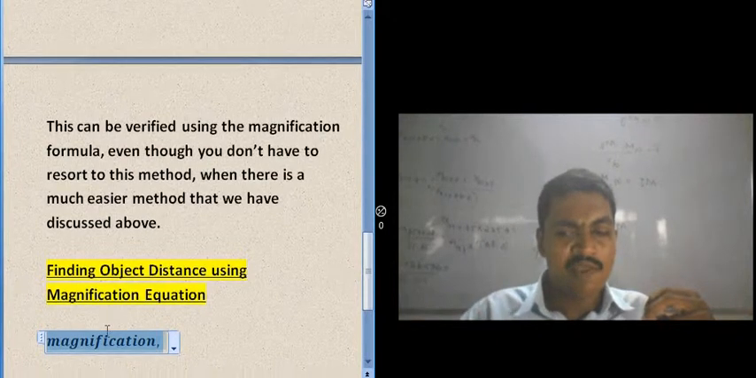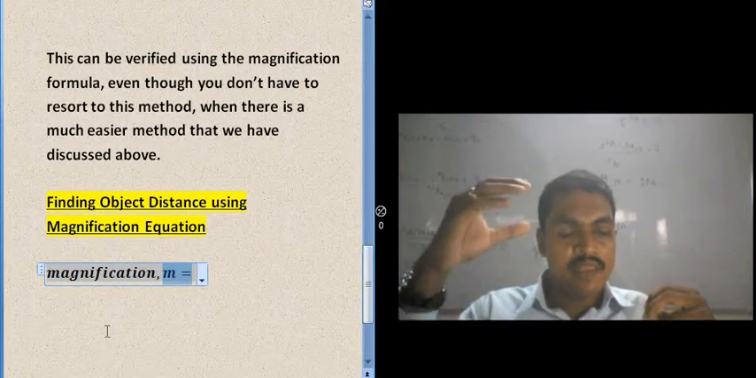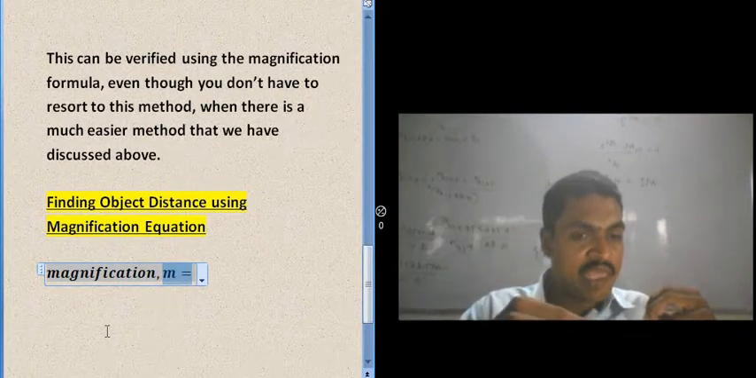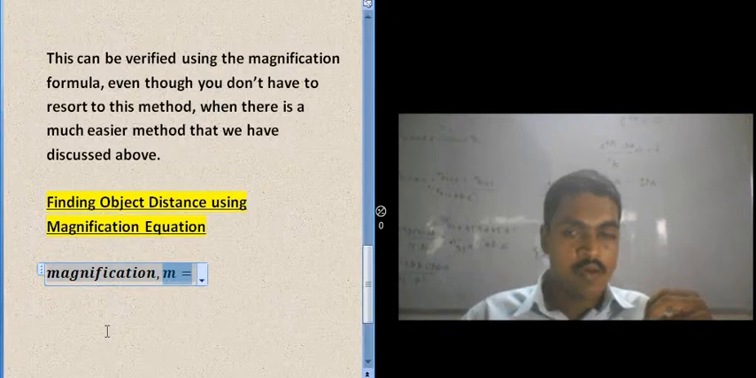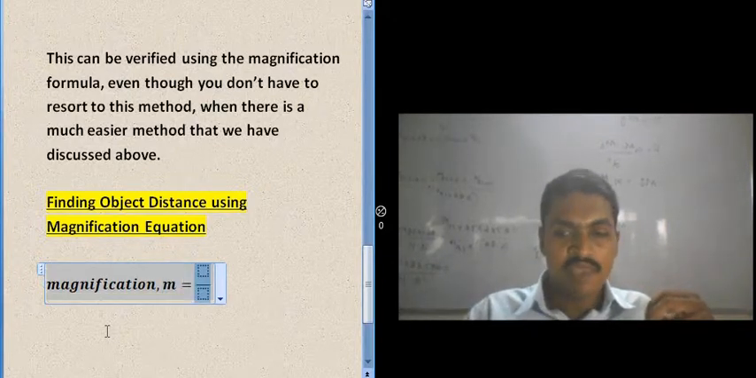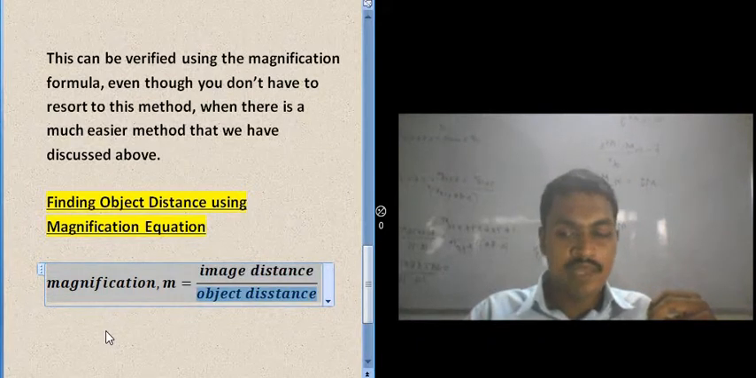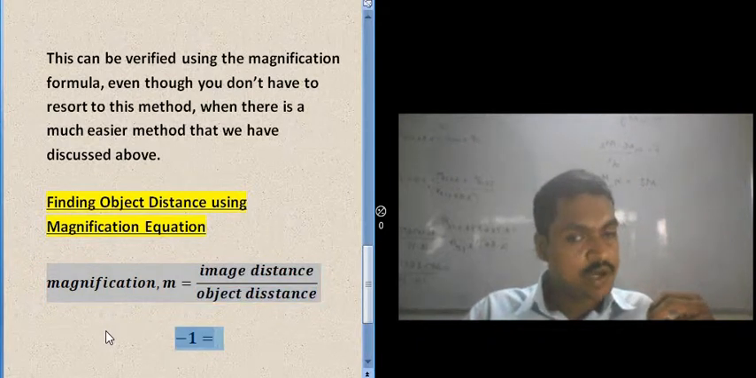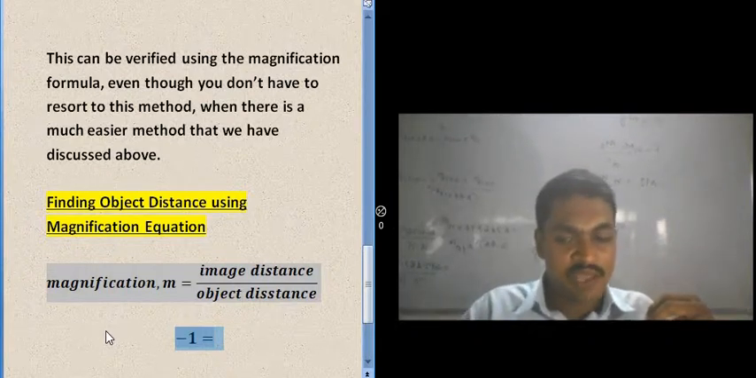So your magnification, denoted by letter M, equals the size of the image divided by the size of the object, or the distance of the image divided by the distance of the object. So that is equal to -1. There is more to that -1, which I will explain later. So magnification, let us for the moment take it as -1.